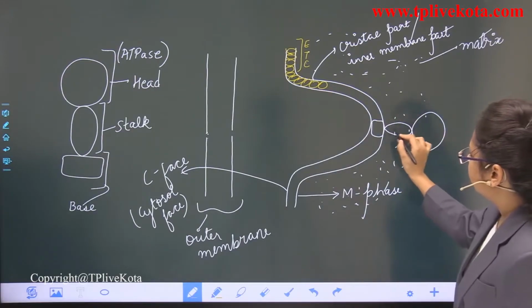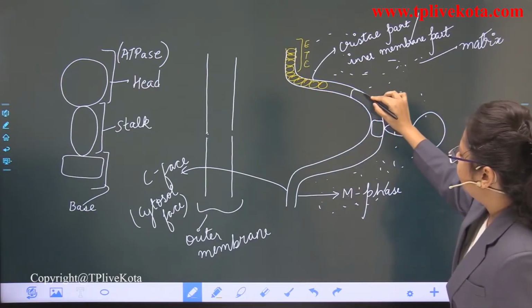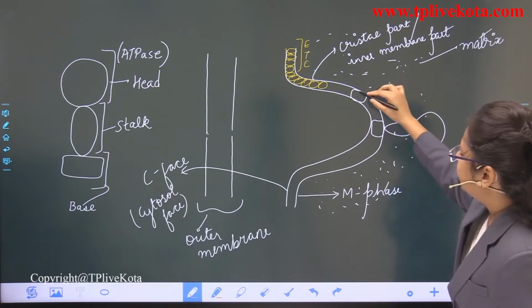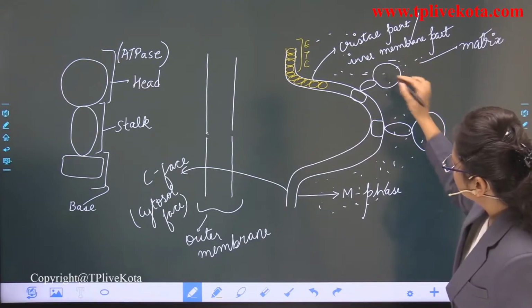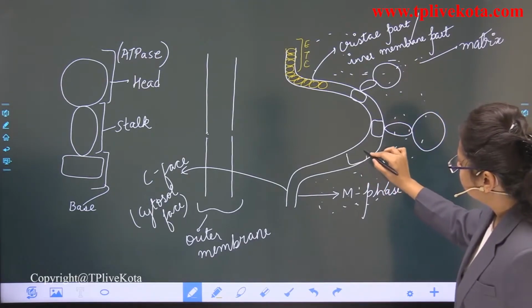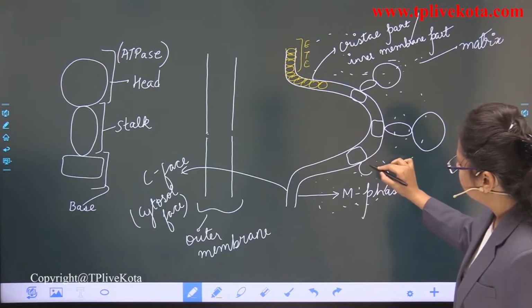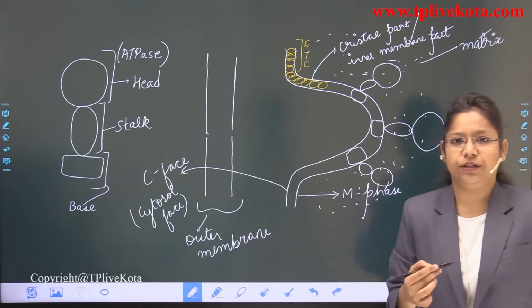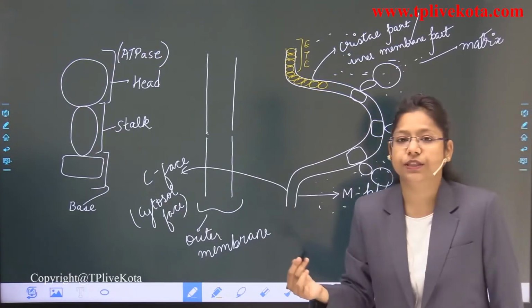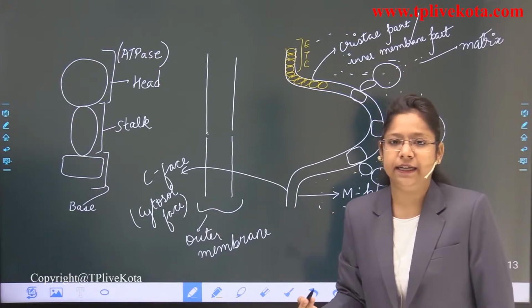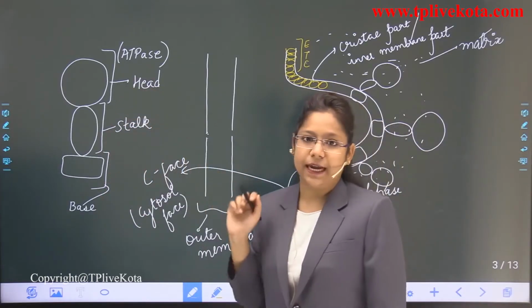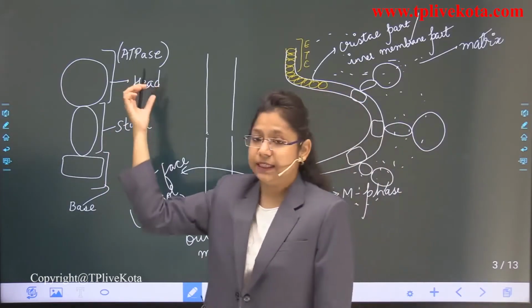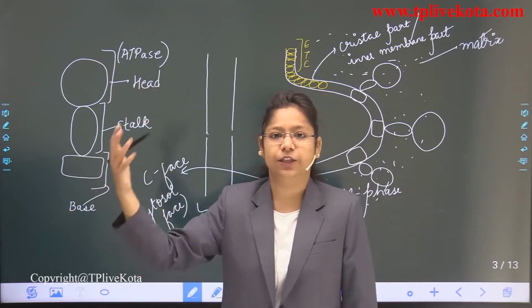Now each and every crista has many oxysomes present over it. Okay, this type of arrangement you can see when you dissect the mitochondria and you dissect the oxysome. You can see it clearly. Okay, this part is base, this part is stalk, and this part is head. Now the ATP synthesizing enzyme ATPase is present over the head.